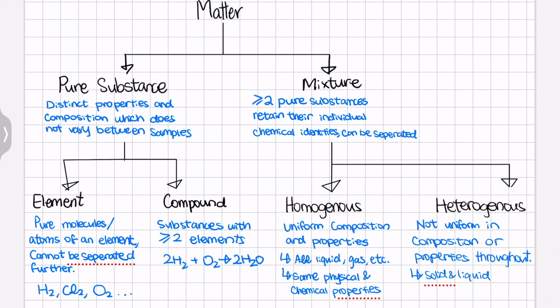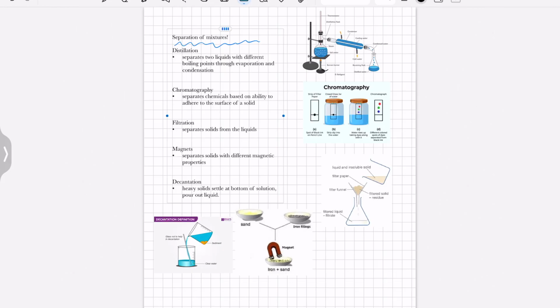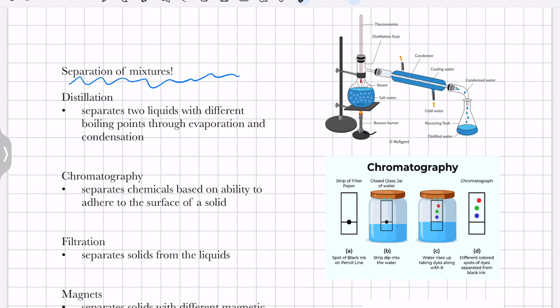For example, it can be a mix of solids and liquids, and you can physically see how its physical properties don't match throughout the entire solution. Now we'll be learning about how to separate some of these mixtures. The first I'll be discussing is distillation.